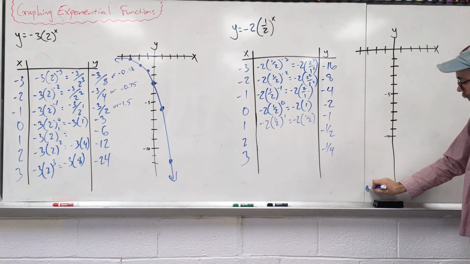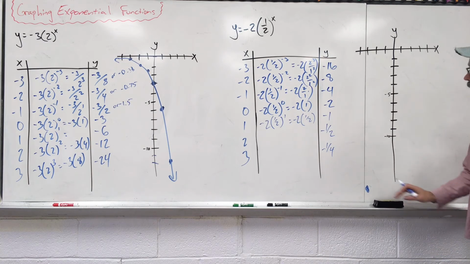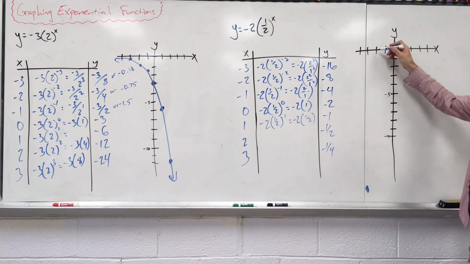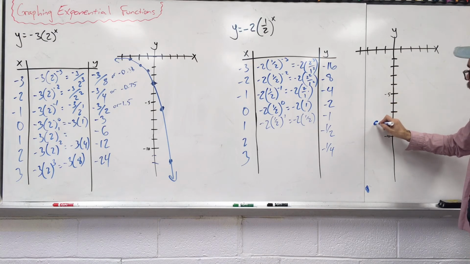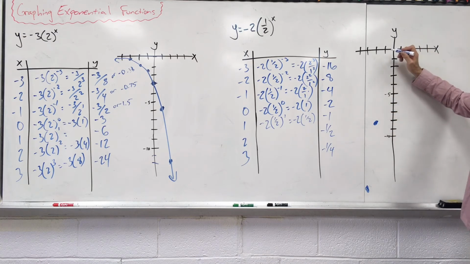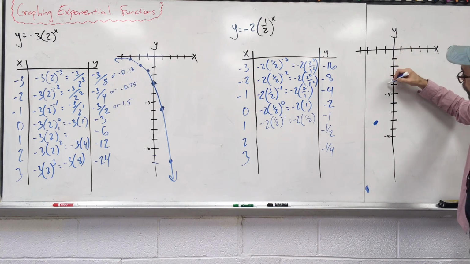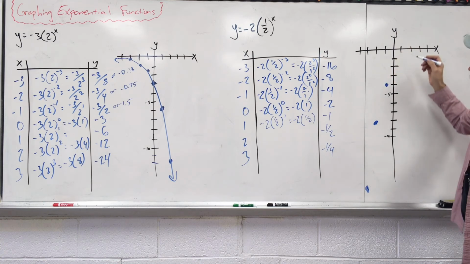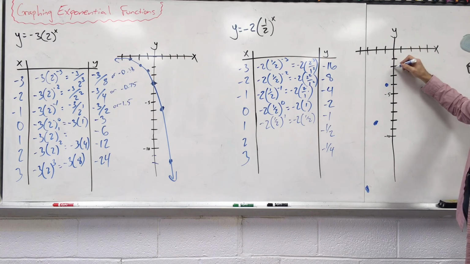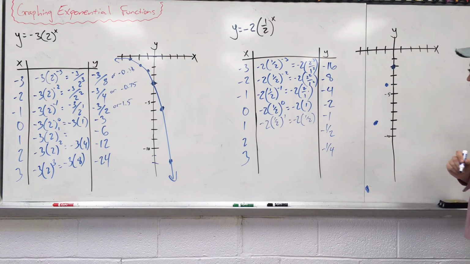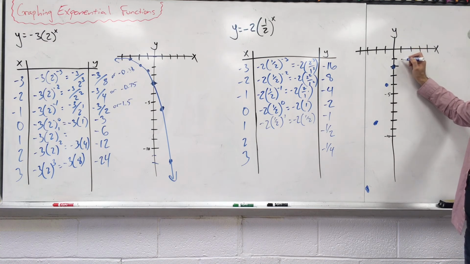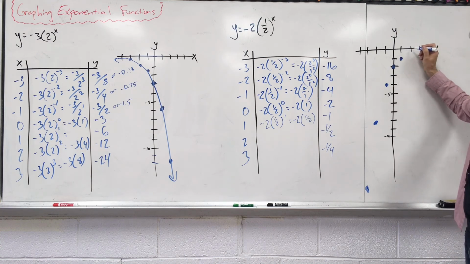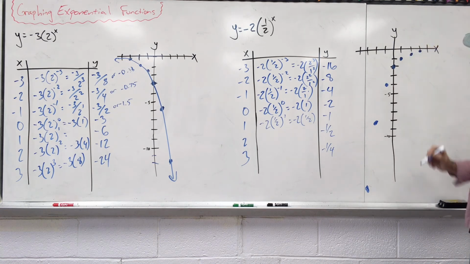We're somewhere way down here. Go back 2, go down 8. A little more manageable. Go back 1, down 4. Go back 0, down 2. Here's where things get a little weird. Go to the right 1, down 1, over 2, down 1/2, down 1/4.